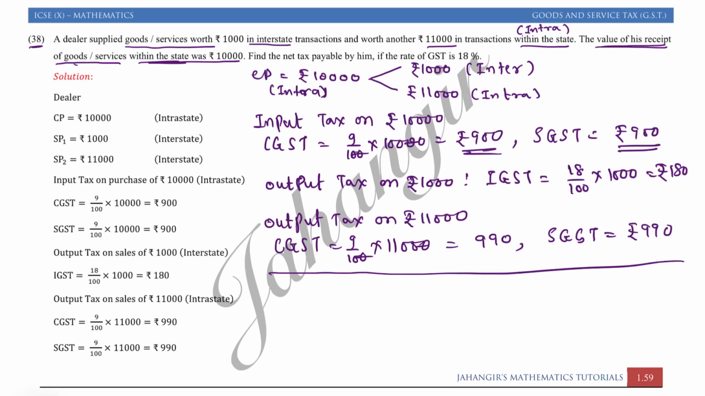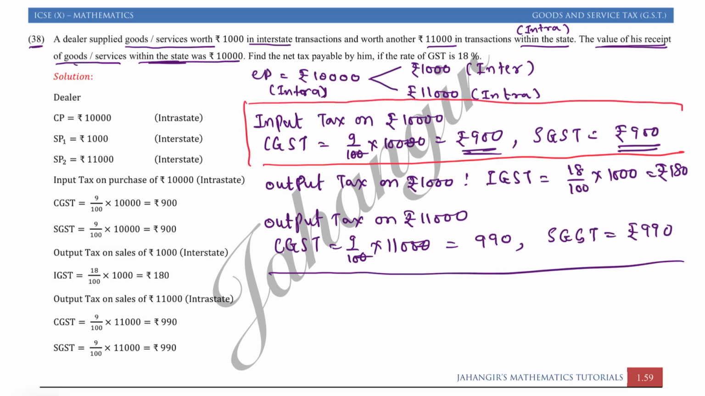We got input, we got output. See, the upper part is input, it is paid while buying, and the lower part is the tax paid while selling. In that also we have two different taxes. Let us separate them off. So net tax payable.